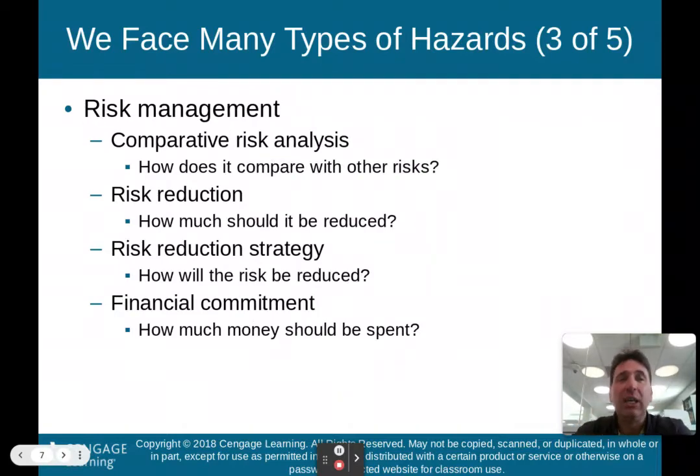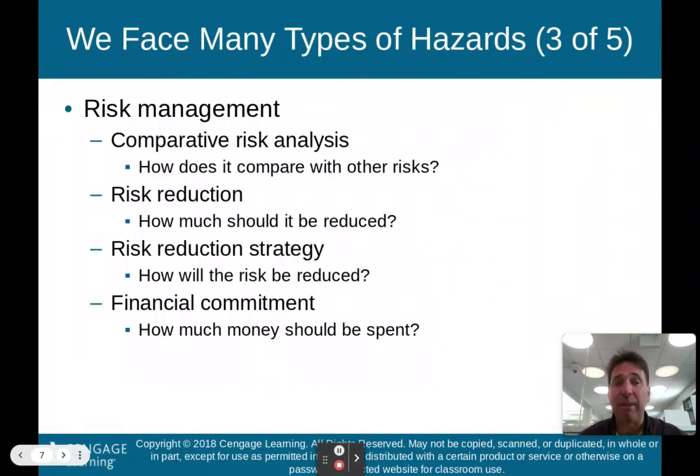Risk management then does a comparative risk analysis. How does it compare with other risks? When you're trying to manage a risk, you may want to compare it to others to see how you may want to handle it. Risk reduction: how much should it be reduced? We need a risk reduction strategy. How are we actually going to reduce that risk? Again, that's the management part of it.